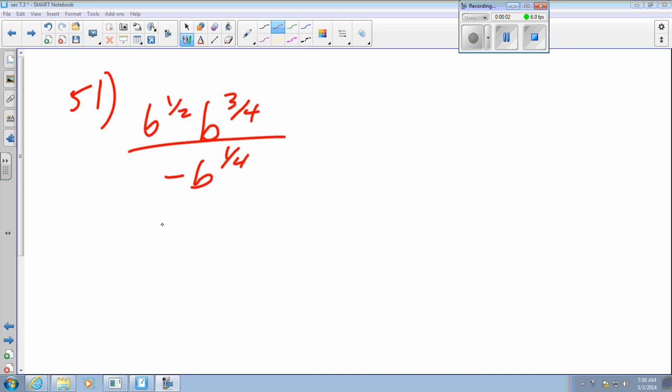Here we are on section 7.2. Let's do a few problems starting at 51.